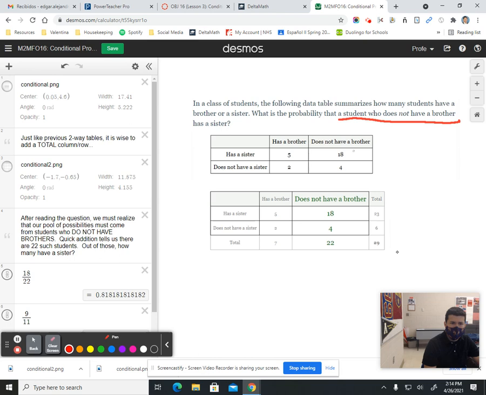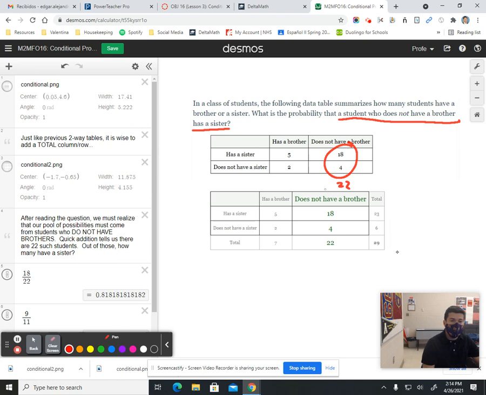Well, that's these guys right here. These students don't have brothers. So that's a total of 22 students, right? And so I ask, what's the probability that students who don't have brothers have a sister?